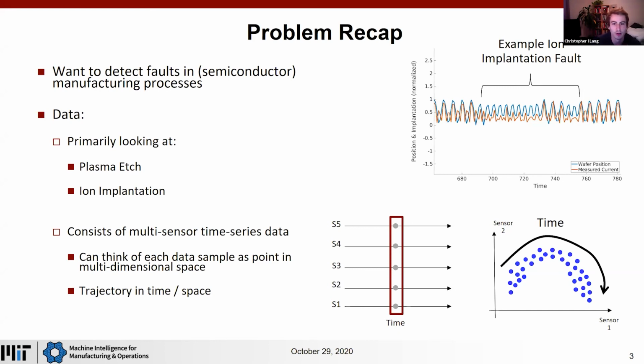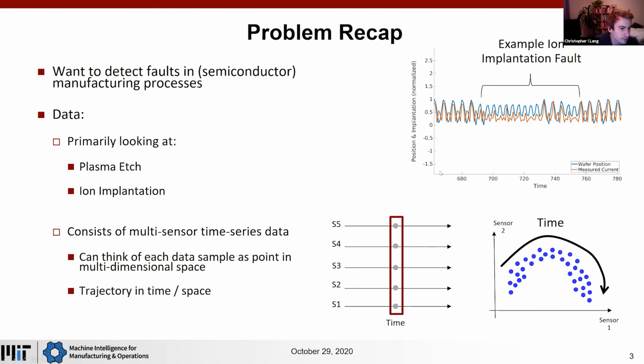So just to give a general overview of the problem itself, it's a very general problem. What we really want to do is just detect faults or anomalies in general manufacturing processes, although specifically I'm looking at semiconductor manufacturing processes. In particular, the data sets that I was looking at came from two different sources. They were a plasma etch data set and an ion implantation data set, which we briefly covered.